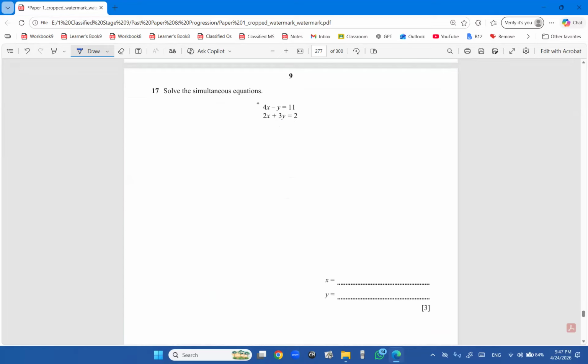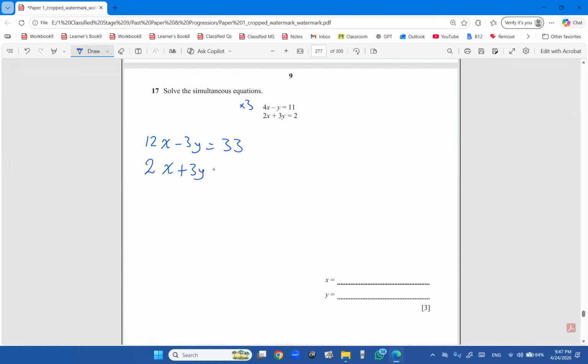Here you can multiply the first equation by 3 to eliminate the y's, or you can multiply the second equation by 2 to eliminate the x. I'm going to choose to multiply the first equation by 3 to eliminate the y's. So the new equation is going to become 12x minus 3y equals 33. The second equation, I'm going to keep the same, which is 2x plus 3y equals 2. I kept it the same.